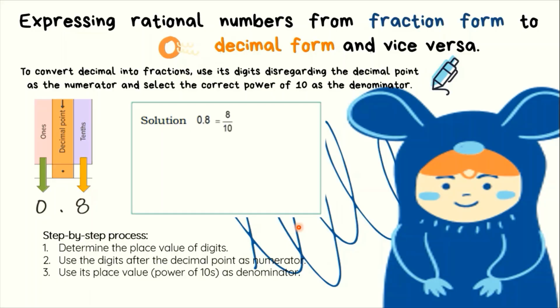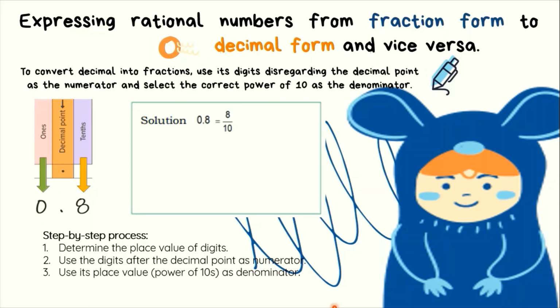This is how it would look like. 8 yung ating magiging numerator, at 10 naman is based from its place value, which is tenths. Kaya siya 10. Kung hundreds, magiging 100 to. Kung thousands, magiging 1,000 yung kanyang denominator. Kaya naman ang denominator ay nababase talaga sa place value ng ating decimal part. 0.8 is equal to 8 tenths. Ang 0.8, if converted or expressed into fraction, siya ay katumbas ni 8 tenths.